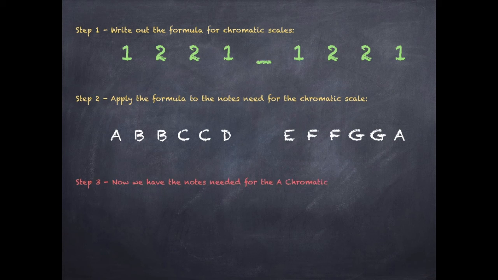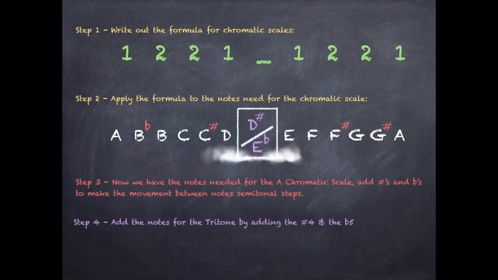Now we work the notes in the chromatic scale by adding flats and sharps to make the movement between the notes semitonal. So A to B flat is a semitone, B flat to B is a semitone, B to C is a semitone, C to C sharp is a semitone, C sharp to D is a semitone. E to F is a semitone, F to F sharp is a semitone, F sharp to G is a semitone, G to G sharp is a semitone, and G sharp to A is a semitone. Now we add the sharpened fourth or the flattened fifth in the space where the dash is in our formula to highlight the notes that are in the tritone.